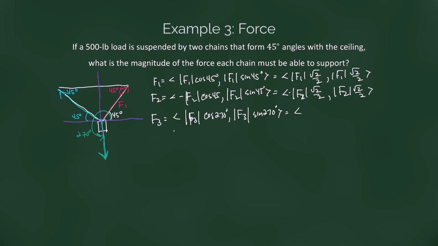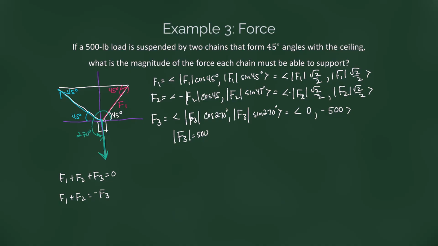Now, remember that F3 is our weight, so the magnitude of F3 is 500. So this is 500 times the cosine of 270, which is 0, and then 500 times the sine of 270, which is -1. So we get F3 is the vector 0, -500. We know that our weight is not moving, which means we're in a state of equilibrium, which tells us that F1 plus F2 plus F3 is equal to 0, or in other words, F1 plus F2 equals -F3.